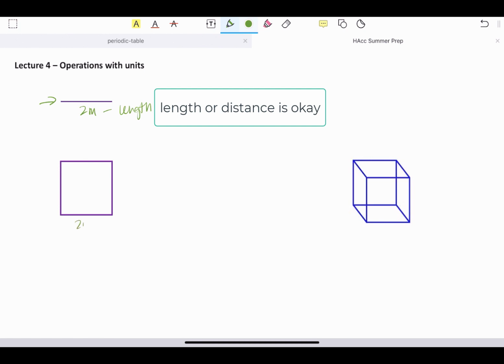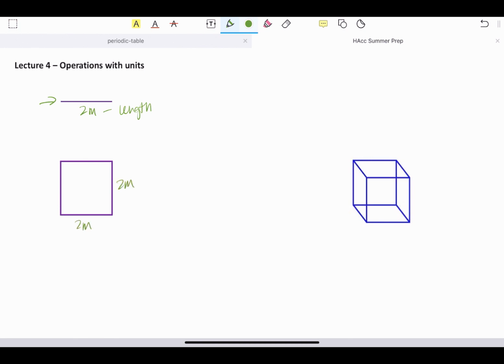Here, though, now we have a square, 2 meters by 2 meters. So the length of each side is 2 meters. That's the length of this side, and this is the length of that side. But I can find the area because it's a square: length times length, which equals length squared.